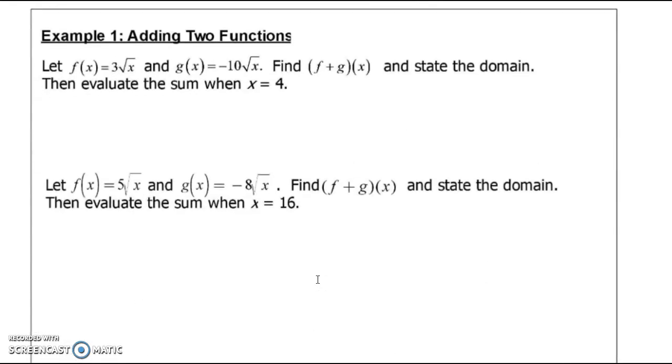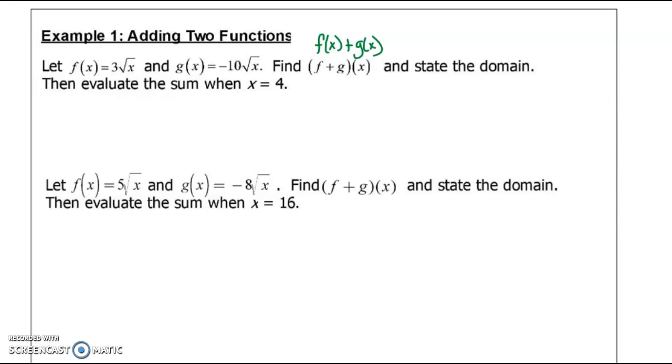Okay, example 1 is adding two functions. They're asking us to add f plus g of x. That's basically function f plus function g. Another way to write this is f of x plus g of x. To do that, we're going to do the cube root, or I'm sorry, not a cube root of x. Apologize, I read that wrong.